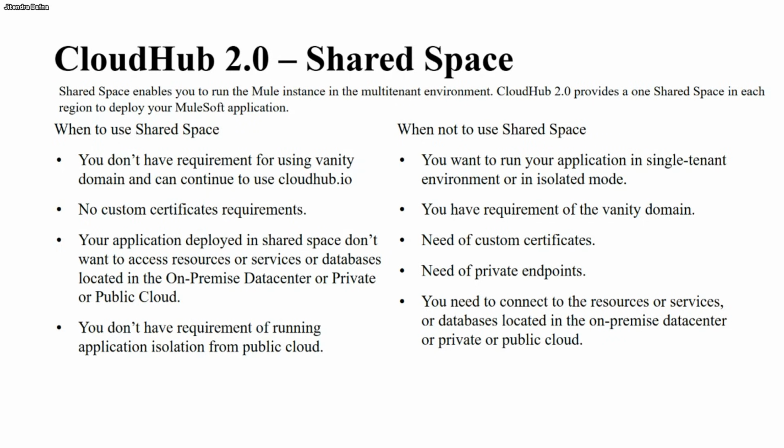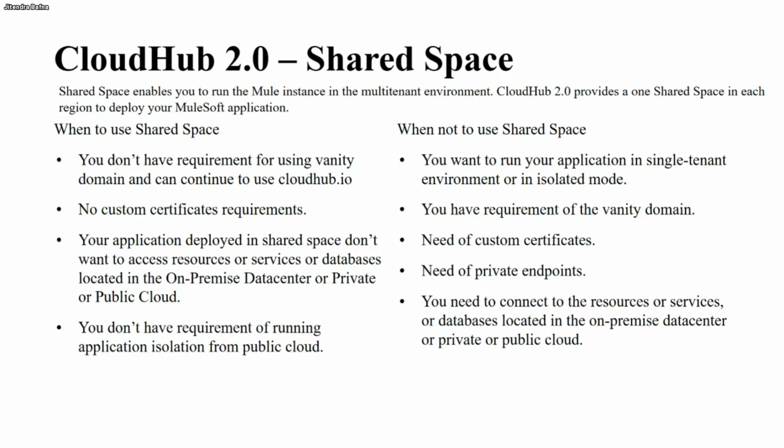When not to use the shared space: you want the application to run in a single tenant or isolated mode. When you want to run your application in your own network, in your own IP ranges, in your own space, then you can go with the private space. Private space is similar to Anypoint Virtual Private Cloud. When you have a requirement of a vanity domain, so if you want to host each and every API under a single domain, we cannot use the shared space. If you need custom certificates or mutual authentication, then we cannot use the shared space.